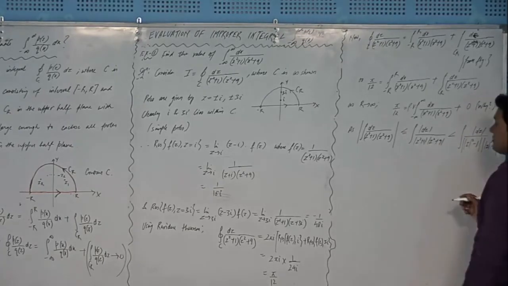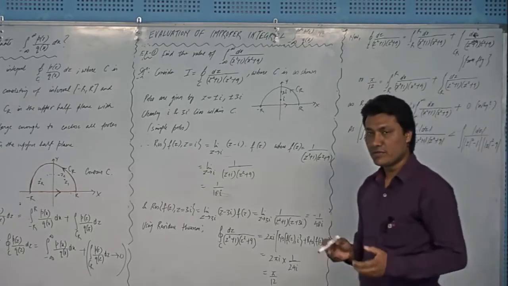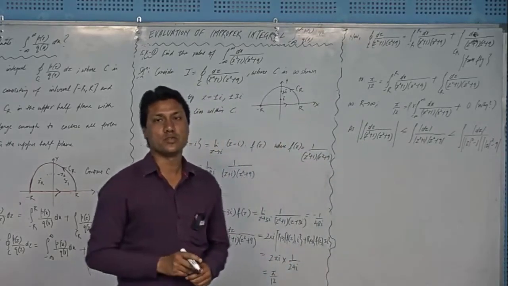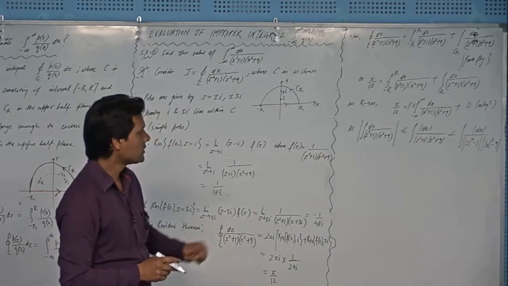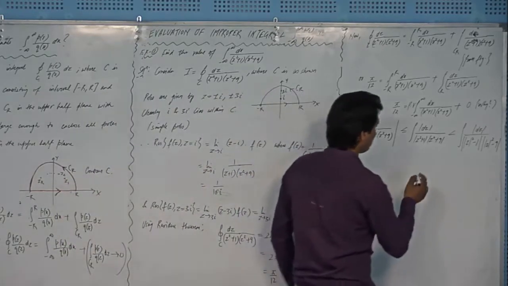I have used here the inequality. You should know that mod of z1 plus z2 is greater than or equal to mod of mod z1 minus mod z2, right? I will write that. First I will complete this, right?